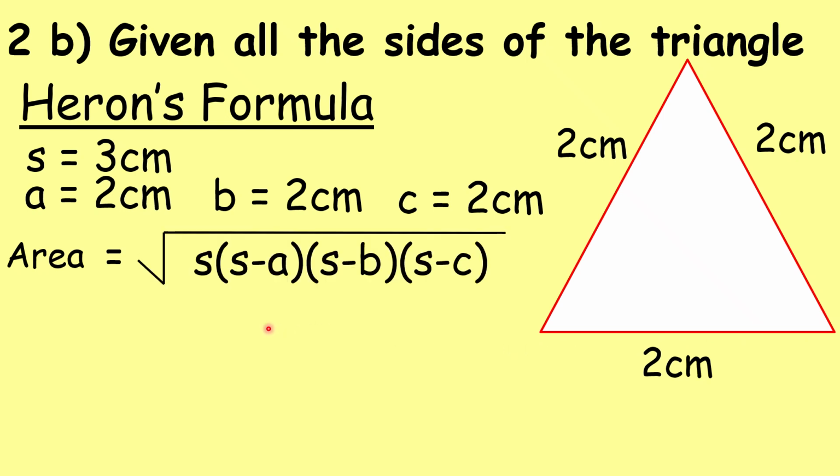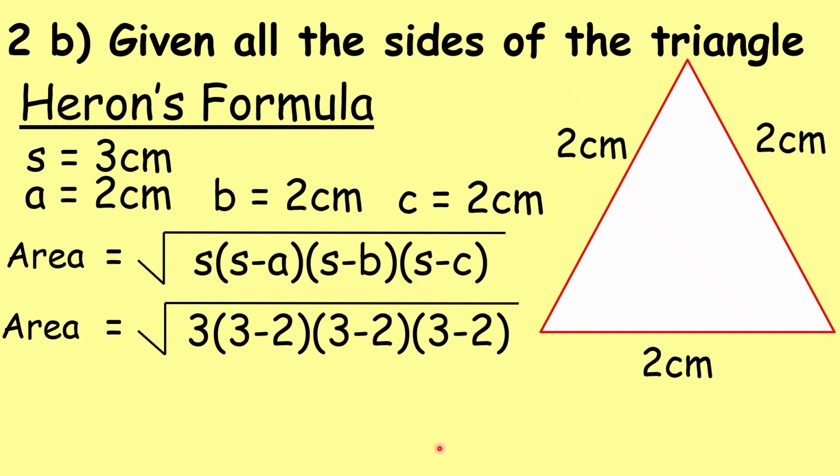Now let's remind ourselves what the area is. Our area is given by this formula. We know the value of S, which is 3. We know the value of A, which is 2. We know the value of B, which is 2. And we also know the value of C, which is also 2. So all we'll simply do is substitute the values of S, A, B, and C respectively into this formula, and this is what we have.